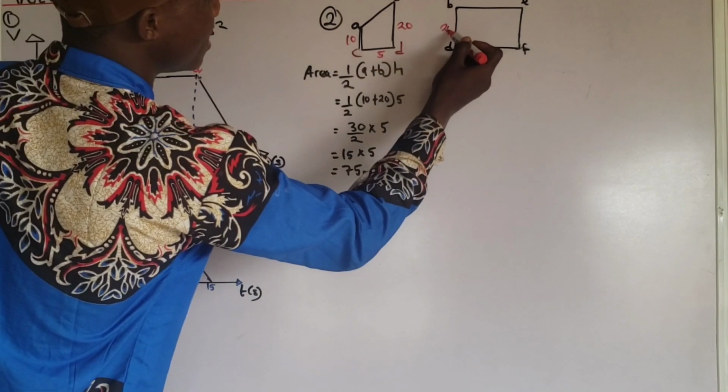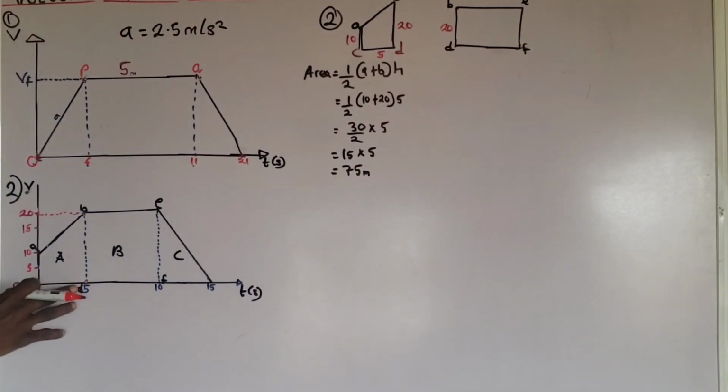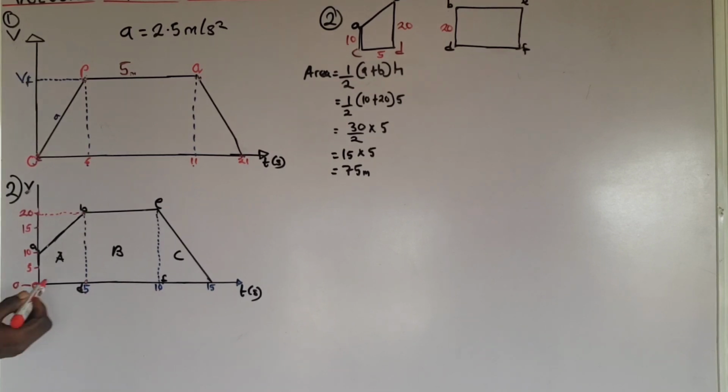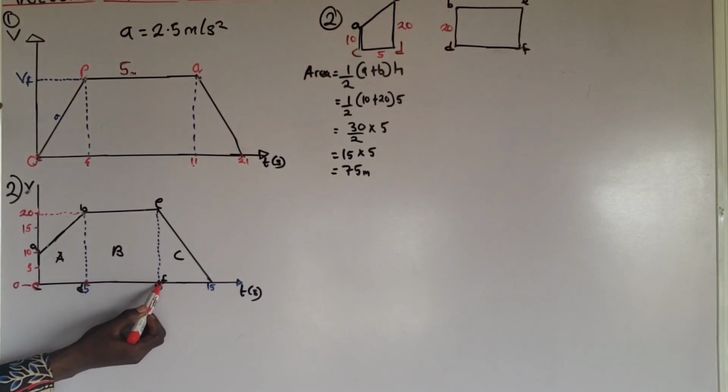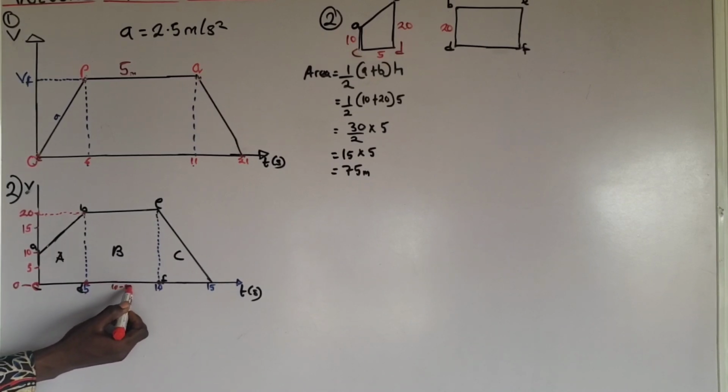So this side is 20, and now DF is what? DF will be 10 minus 5. The distance between this point to this point will be 10 minus 5. 10 minus 5 is equal to 5. So the distance between this point to this point is 5.